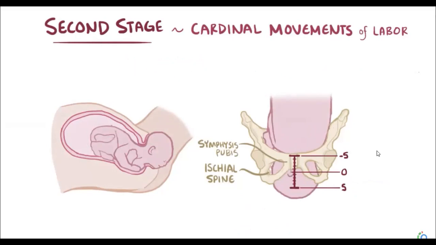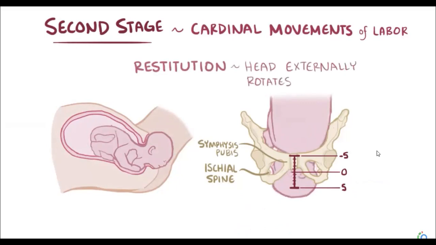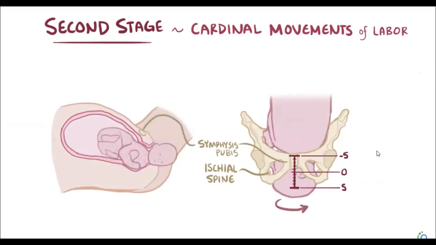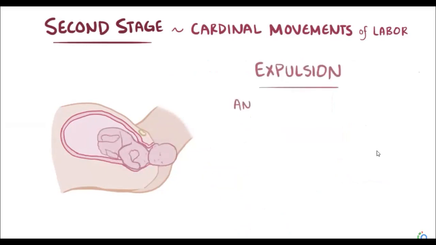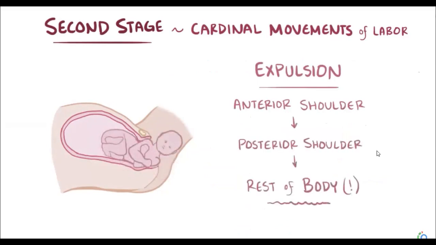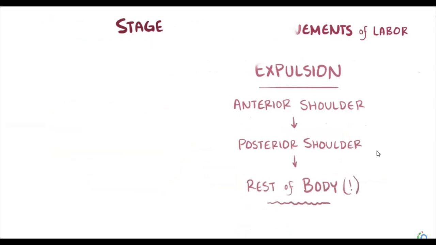After the delivery of the head, there's restitution, where the head externally rotates so that the shoulders can pass through the pelvic outlet and under the symphysis pubis. And finally, there's expulsion, where the anterior shoulder slips under the symphysis pubis, followed by the posterior shoulder, and then finally followed by the rest of the body. This marks the end of the second stage of labor.